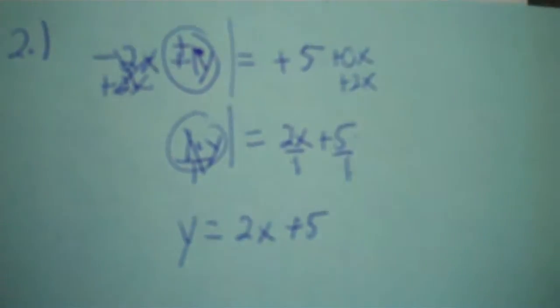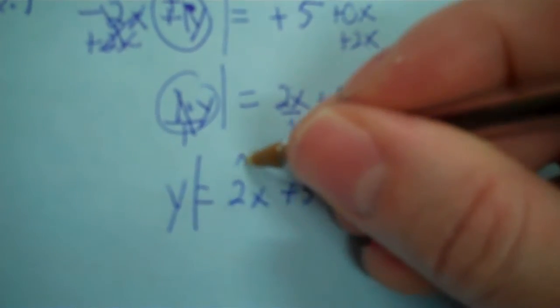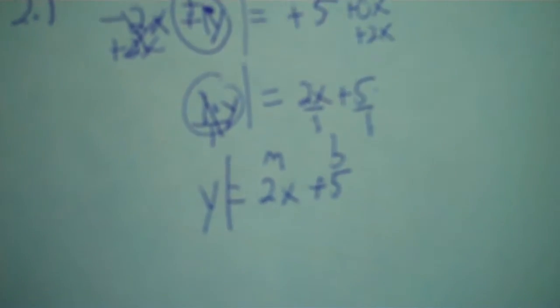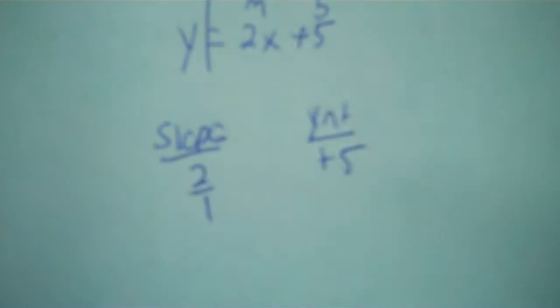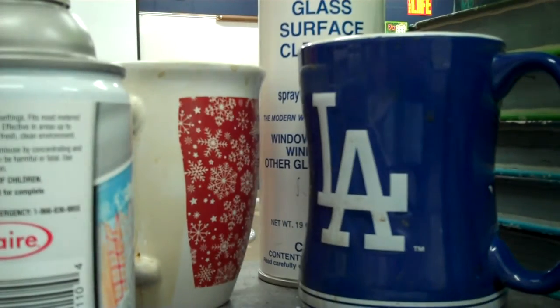So now we have gotten the equation, so I know the m and the b. y equals mx plus b. So the slope would be 2 over 1, and then positive 5 would be my y-intercept. And up 2, forward 1. Take your ruler and graph the line.